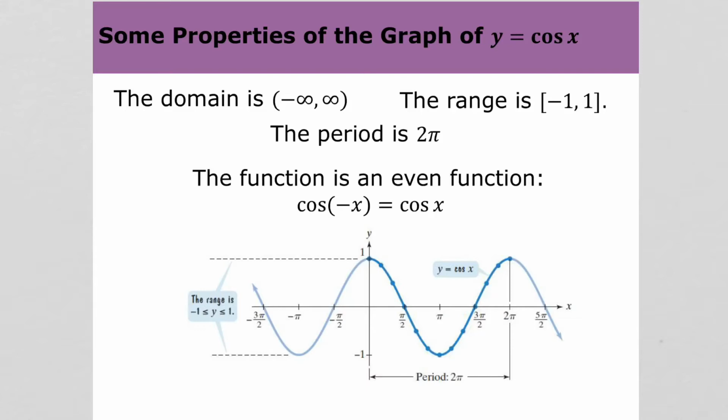A period is where it hits the same point, how far it gets to hit the same y value. So if we started here, where is it going to hit a y value of 1 again? There. So that means the period is 0 to 2 pi, or 2 pi. We could start the period here and go to here. It would still be 2 pi. And same thing with sine.